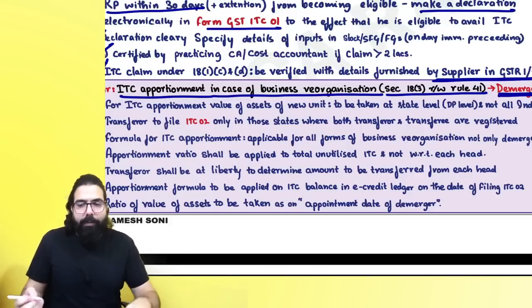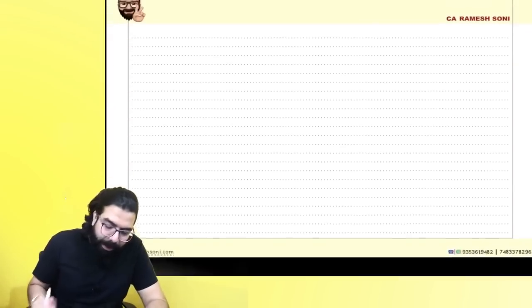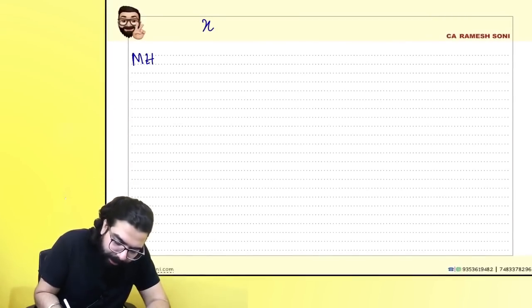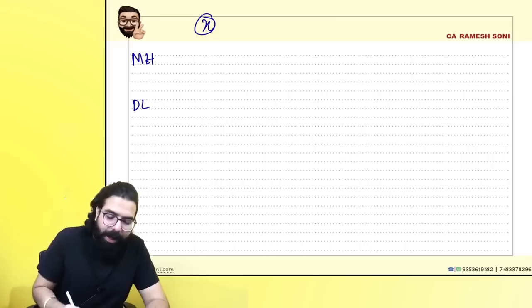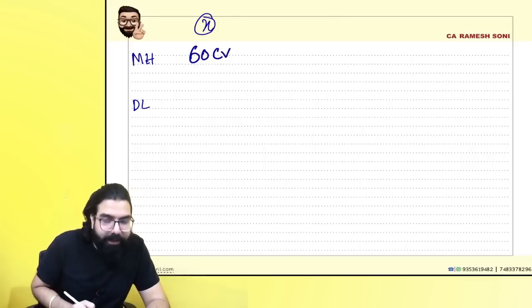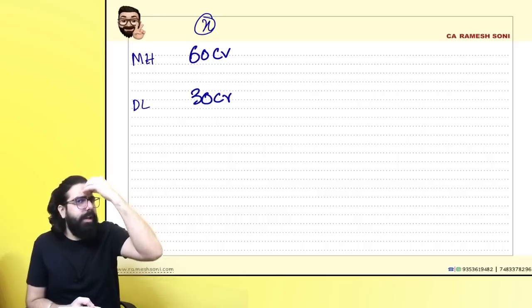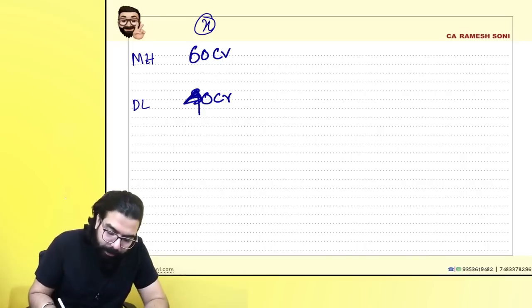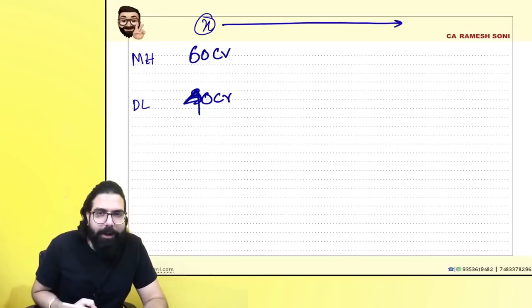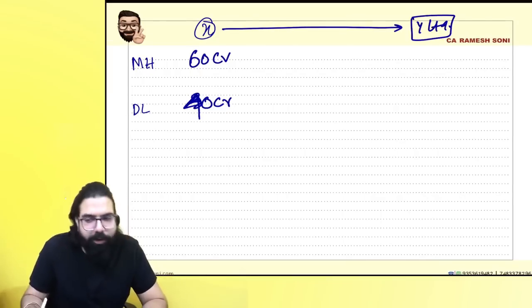Now everyone, the first question people asked is, sir, supposing X Limited is there in the state of Maharashtra and also in the state of Delhi. Here the assets are 60 crore, and here the assets are 40 crore. For example, it demerged a small part of it and made Y Limited. A demerger happened and the demerged unit is Y Limited.